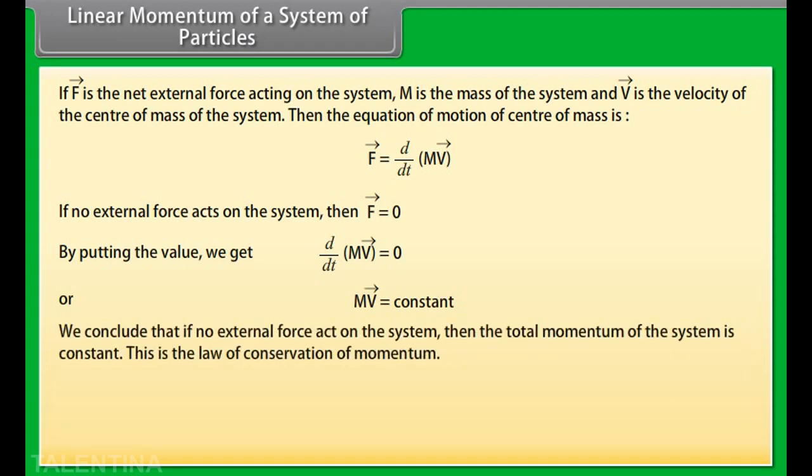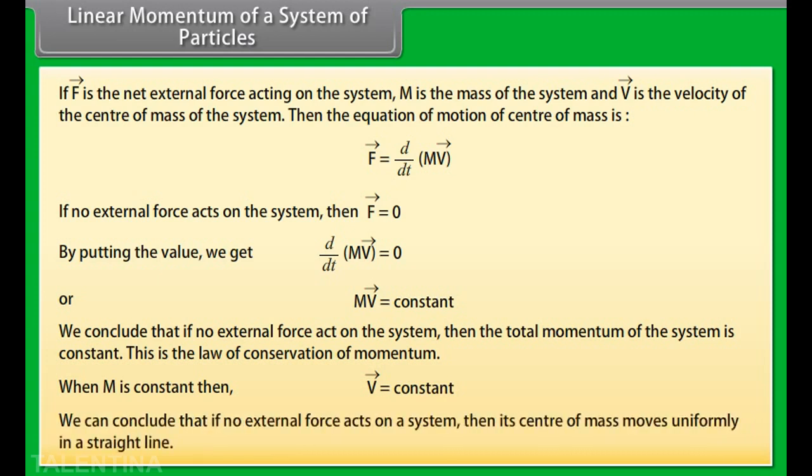We conclude that if no external force acts on the system, then the total momentum of the system is constant. This is the law of conservation of momentum. When the value of m is constant, then v vector is also equal to constant. We can conclude that if no external force acts on a system, then its center of mass moves uniformly in a straight line.